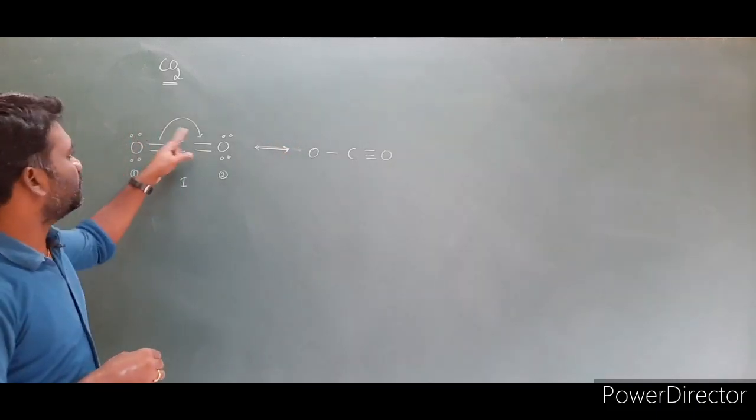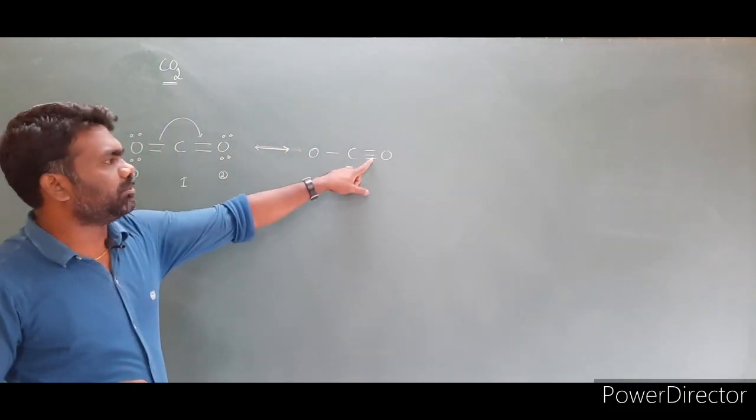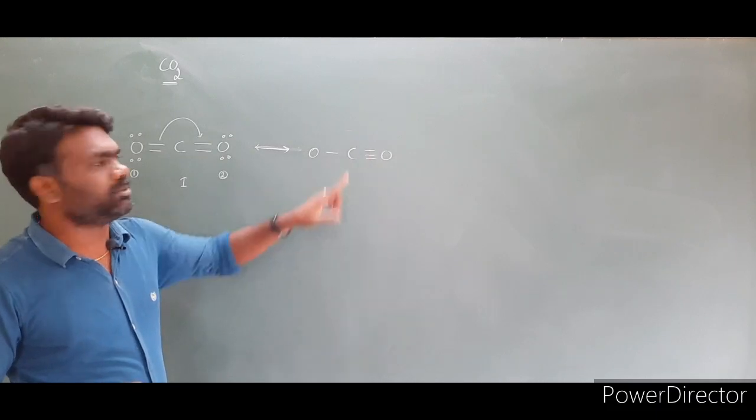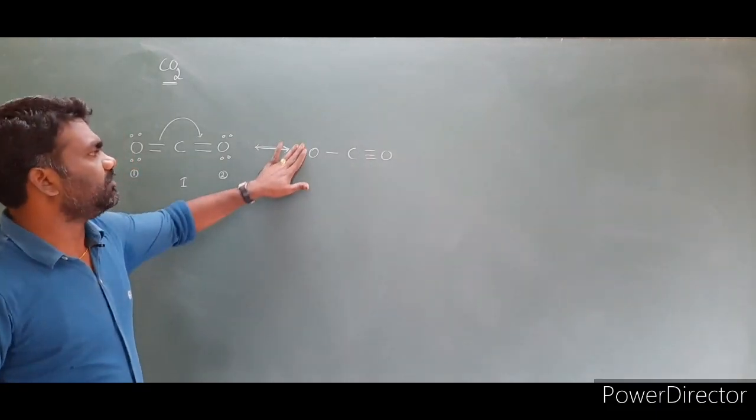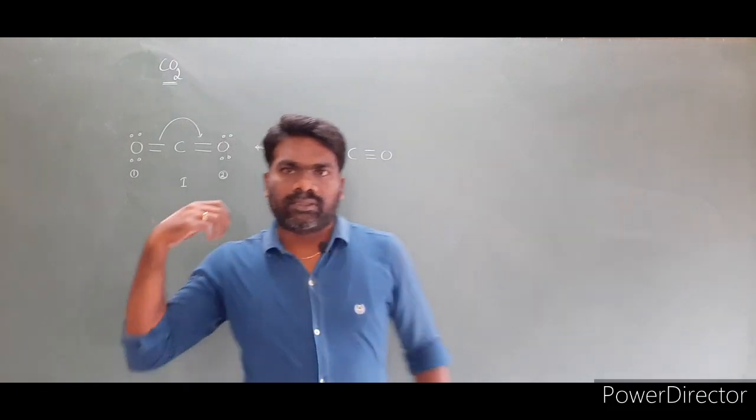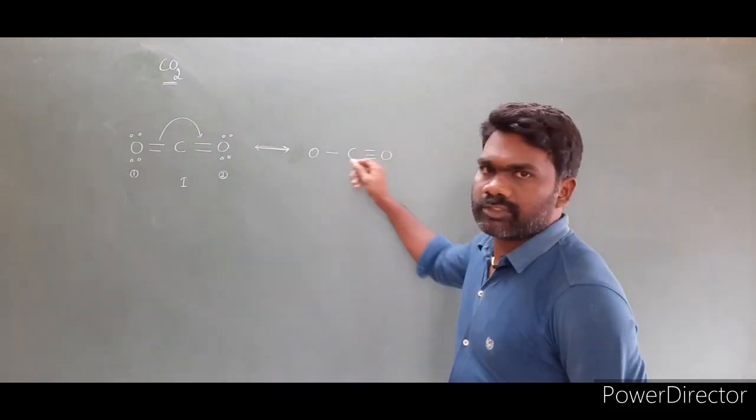Clear? This bond is moved to here. So it will become a double bond, which is already there. One more bond we have to add, a triple bond. Here is a single bond. Again we have to write the Lewis structure, the octet configuration for each atom.